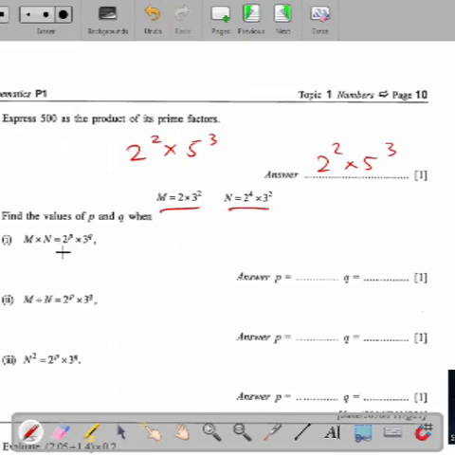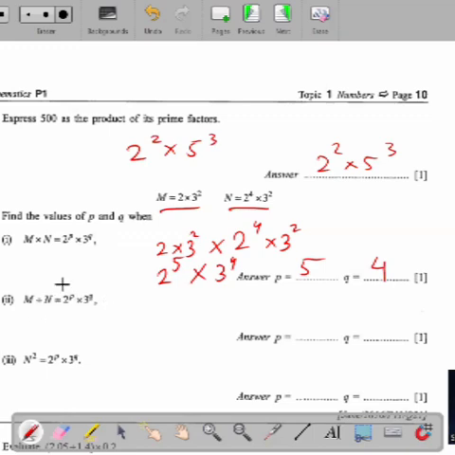M multiply N: what should be the power? It means the powers should be added when the bases are the same. For M it is 2 multiply 3 power 2, and N is 2 power 4 multiply 3 power 2. Then it is 2 power 5 multiply 3 power 4. So P and Q are given as 5 and 4.